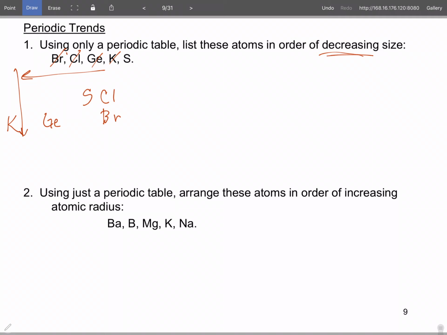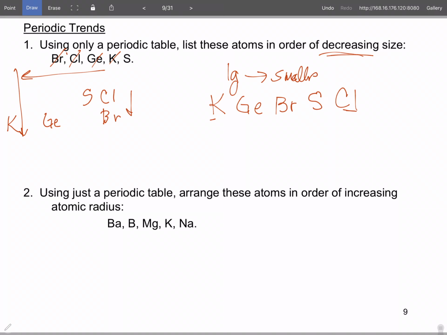So when we want to put them in decreasing size, we need largest to smallest. So our largest one is going to be potassium, germanium, and bromine, and then sulfur and chlorine. So if you're given a multiple choice, if you start with looking at the two that you know are the extreme, then you'll go accordingly. Now, somebody may say, but chlorine is the same row as bromine. Yeah, but there's a bigger jump as you go down a row.